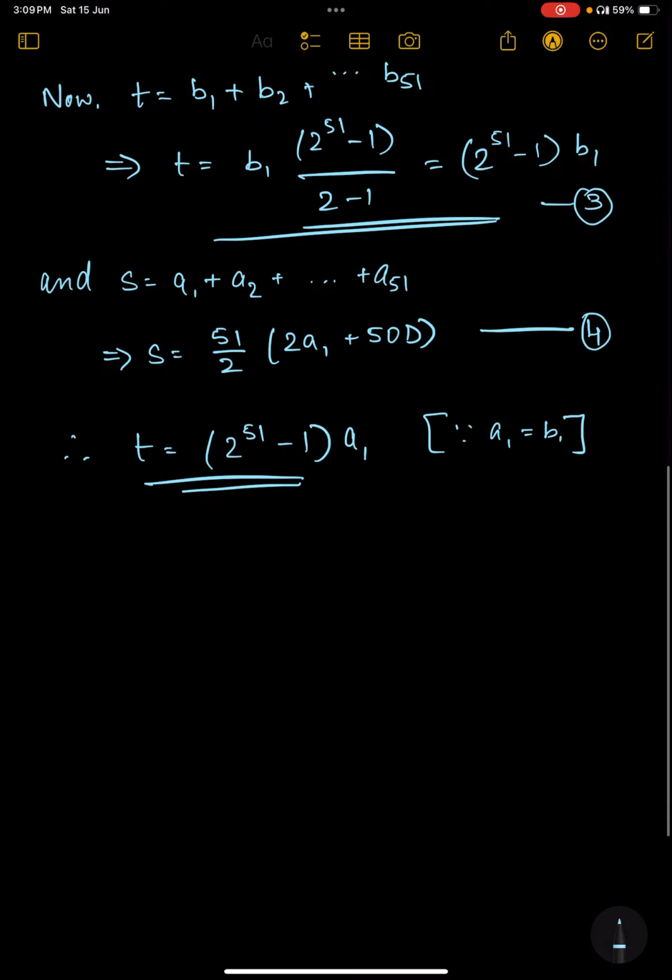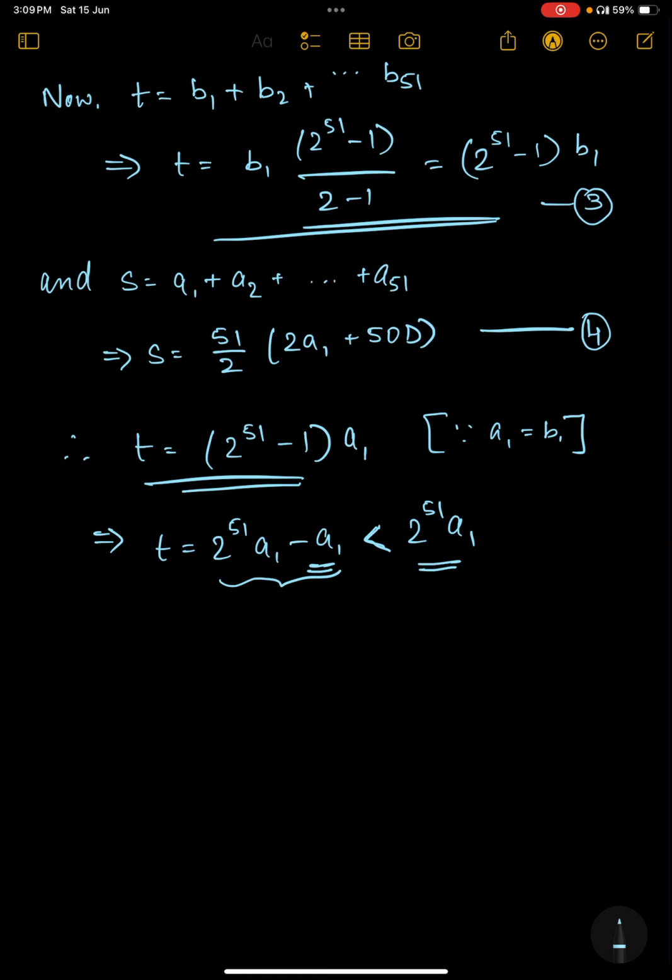Okay, so this gives me t is equal to 2 power 51 a1 minus a1. Now, this is naturally less than 2 power 51 a1. This is very intuitive because in this expression the term a1 is getting subtracted. So the term 2 power 51 a1 has to be greater than this complete expression over here.